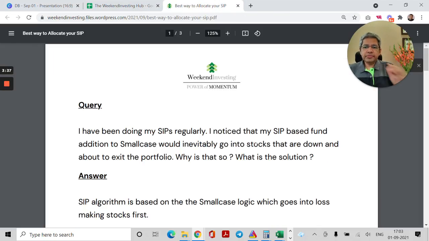Now, the usual query, and we've been getting this very frequently, is that people tell us that they've noticed that their SIP based addition is going to the stocks which are currently down and maybe about to exit the portfolio also. So why is this happening, what is the solution, and can I improve on this?